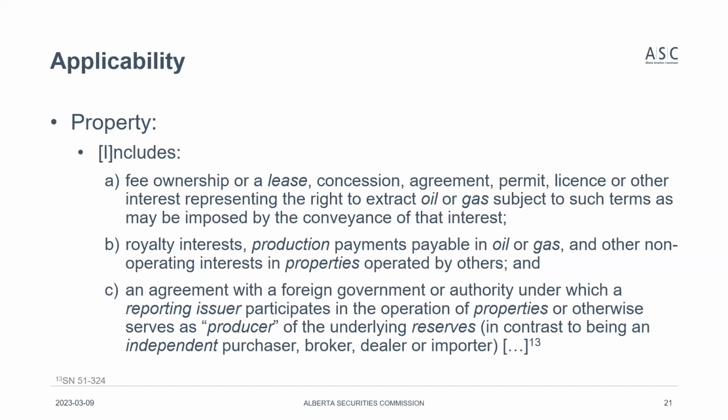Once again, you could be engaged in oil and gas activities, but those individual aspects of it may not be material, so that can create some challenges in determining what you need to disclose. But if you do have royalty interests, that would be considered a trigger for oil and gas activities. And then there's also the C, the agreement with a foreign government or authority that grants you the right to produce the hydrocarbons. So where you don't own the underlying reserves, you simply serve as a producer of those. If you're involved in that, you would be considered to be engaged in oil and gas activities.